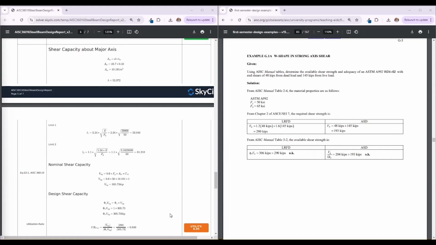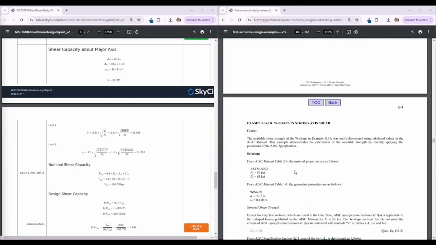Now, if I were designing this in real life, I might choose a beam with a greater shear capacity because we are designing right up to the capacity at 95% utilization. But for the sake of this design example, this is still passing because the available shear strength is greater than the required shear strength. So this is still an okay and passable design.